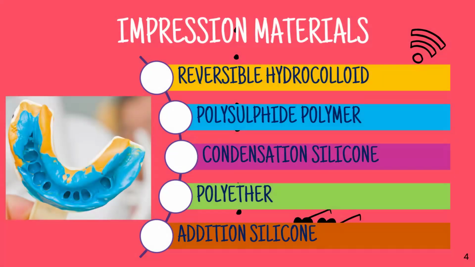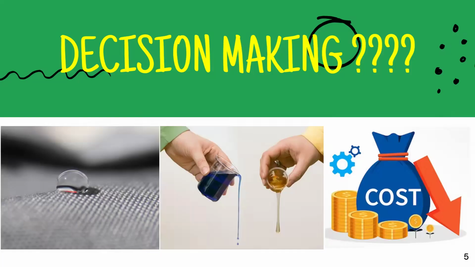Now, these are the most commonly used impression materials in fixed prosthodontics: reversible hydrocolloid, your agar impression material, polysulfide polymer, condensation silicone elastomer, polyether polymer, and addition silicone elastomeric material. Now, the major challenge comes in deciding which impression material to use and when, or what are the deciding factors?